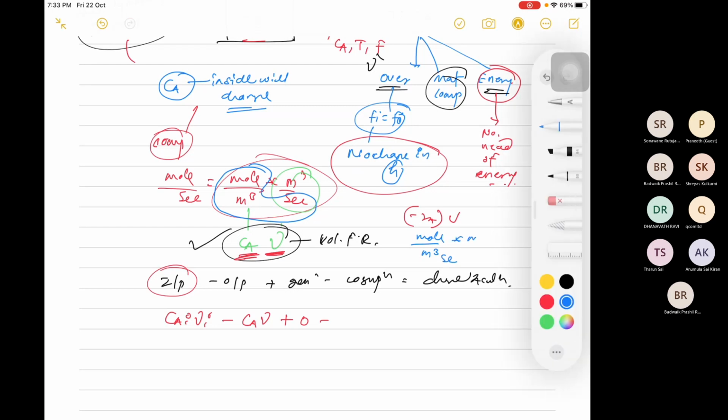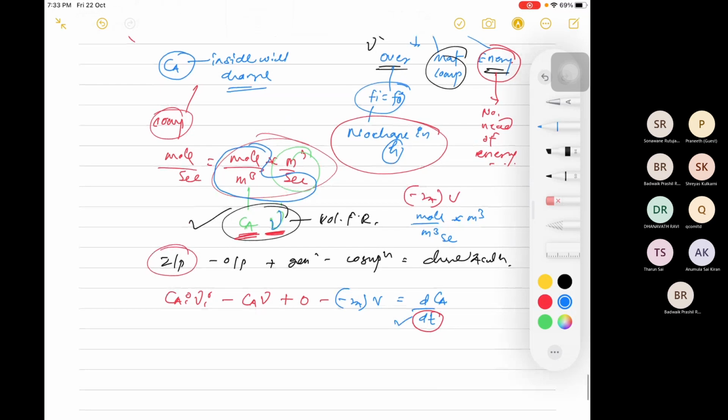And this is multiplied with meter cube, so you are going to get the same unit. So minus RA into V is equal to d by dt of time. I already took time. What remains then? CA into, instead of volumetric flow rate, when I'm taking time already, this will convert to volume of reactor, VR, or maybe you can write V. So this is my balance.